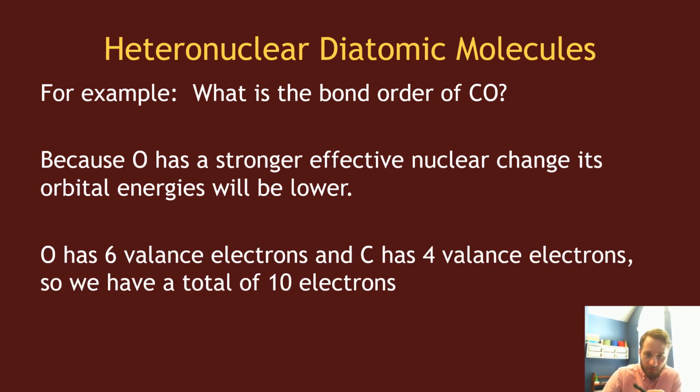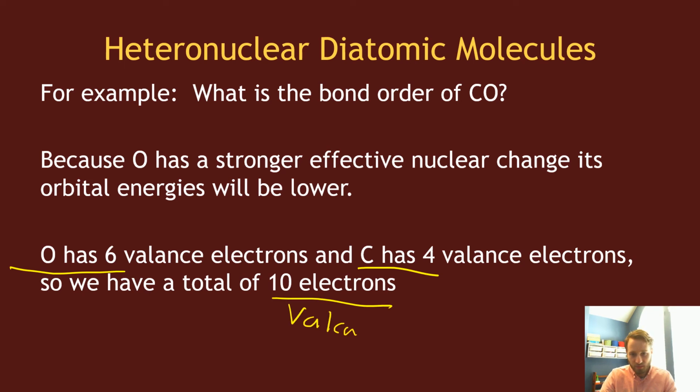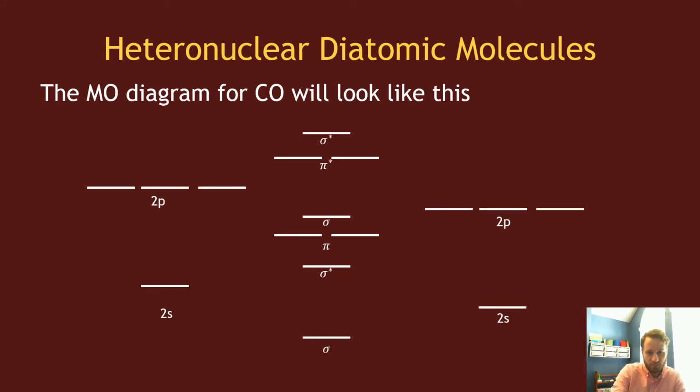And so we'll then use the fact that oxygen has 6 electrons and carbon has 4 electrons in the valence space, so we have a total of 10 valence electrons. We'll ignore the 1s electrons because it doesn't affect our answer whatsoever. So typically we just ignore the 1s electrons if we can. And so here is drawn out what that molecular orbital diagram looks like for CO, carbon monoxide.